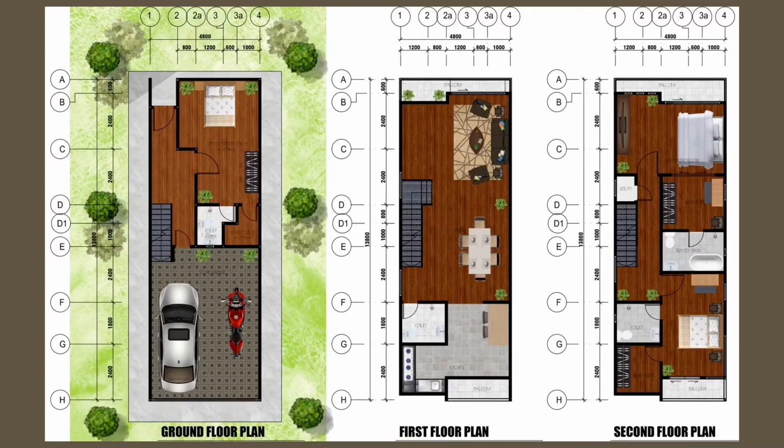Meanwhile, at the right side is the second floor plan, which is a more private area, with the master bedroom with a balcony, wardrobe and a master bath. Other than that, there is bedroom 2 with a toilet and wardrobe. A small utility room is put beside the staircase.